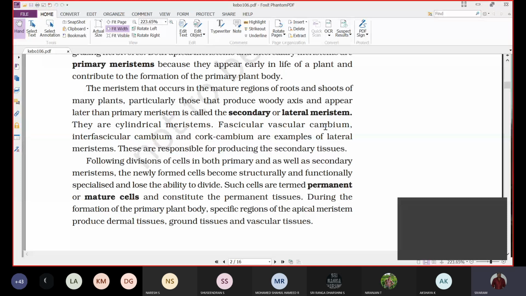And the next one is cork cambium. That means the cambium which will form the cork, observed in woody plants. Go to any plant, and we can observe.